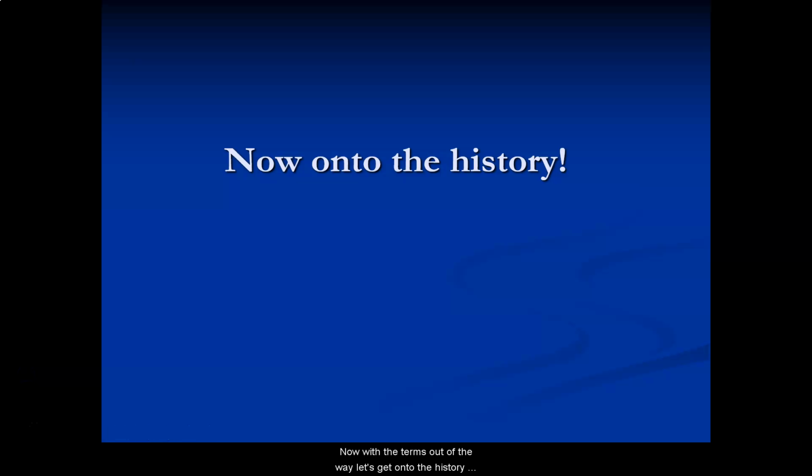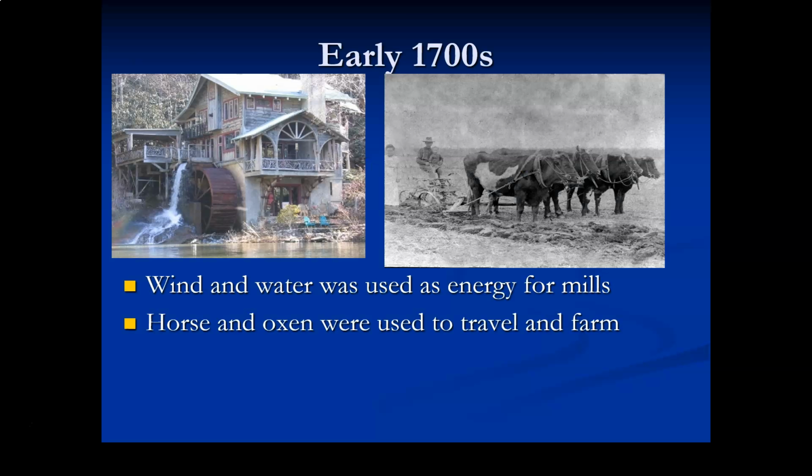Now, with the terms out of the way, let's get on to the history of environmental studies. I promise I won't bore you too much. During the early 1700s, wind and water were used as energy for mills and were the main sources of energy. Horses and oxen were used to travel and farm the land.